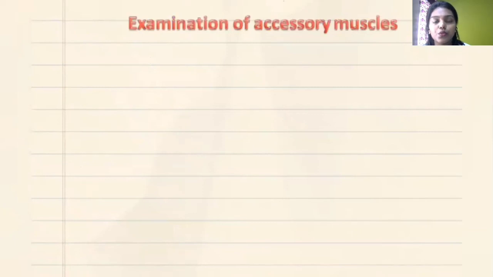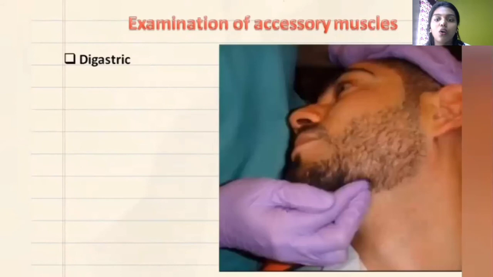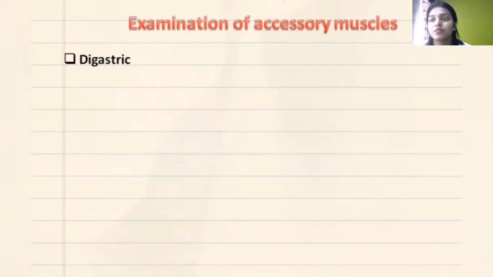So now moving on to examination of the accessory muscles. Digastric muscles are palpated with the fingertips aligned roughly parallel to the inferior border of the mandible in the submental and the submandibular region.